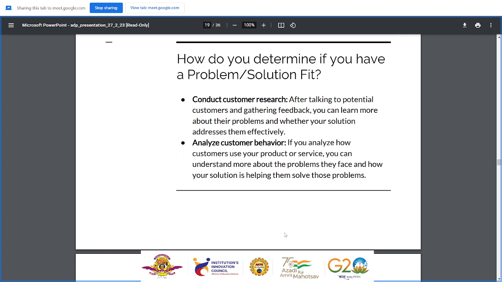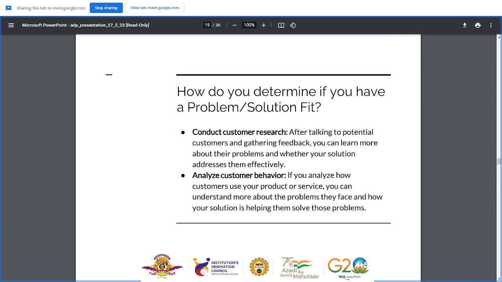So now how do we determine if we have a problem solution fit? First and foremost is to conduct customer research. If anybody knows, in our region, there was a survey done by a company. If anybody remembers, they came to our homes also and gave us a product that was a comfort fabric. If anybody remembers.